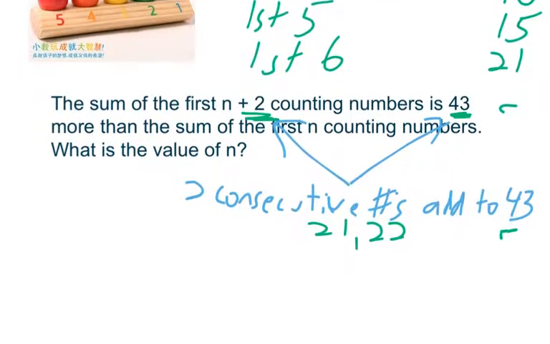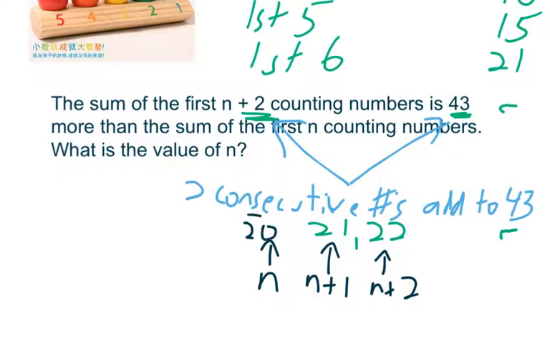Well, that's not our final answer. That doesn't give us n. And actually, this is our n plus 2. This is our n plus 1. And that makes this our n. So what number is that? 20.